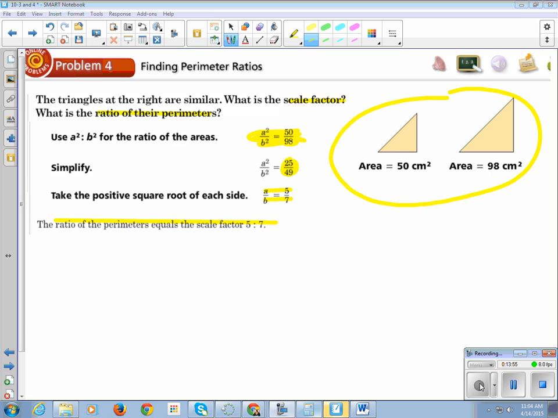So we're going to take 50 over 98. Then we're going to simplify it down to 25 over 49. Just divide both items by 2. Then if a squared is equal to 25, then a will be equal to 5. It's the square root of that. If b squared is equal to 49, then b is equal to 7. So our scale factor is 5 to 7. It's also the ratio of perimeters.